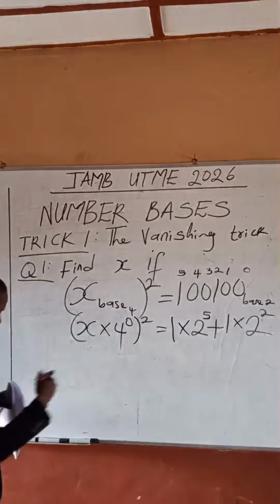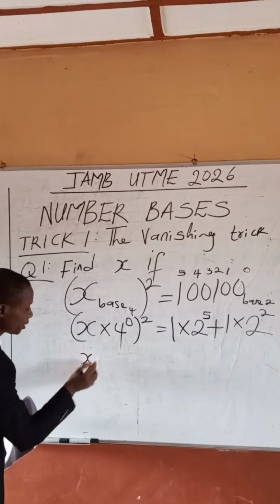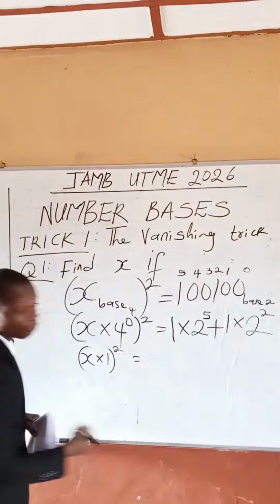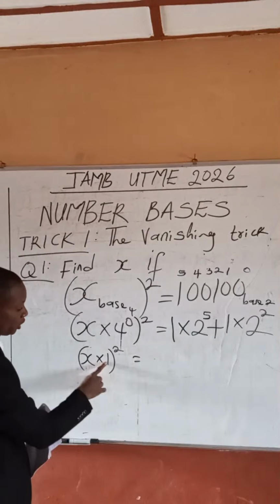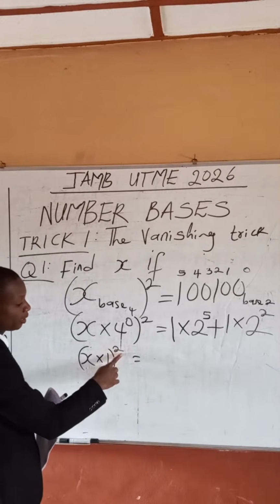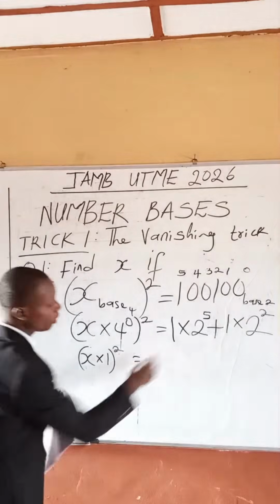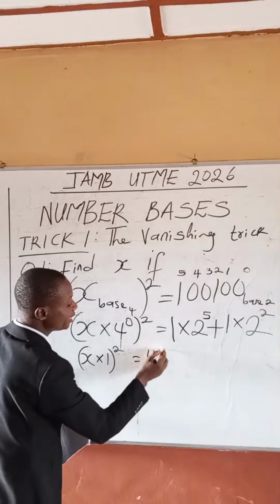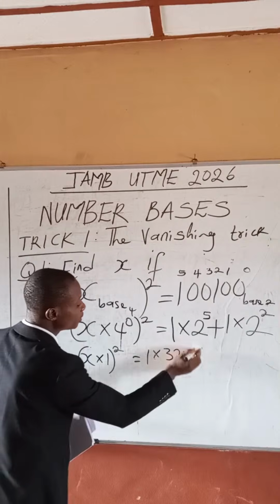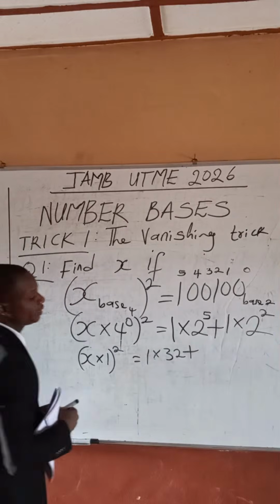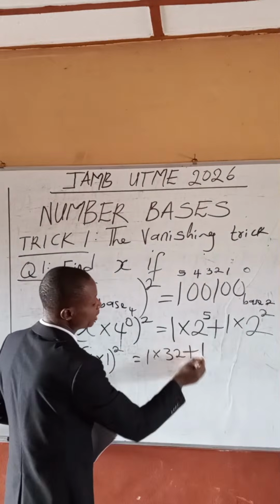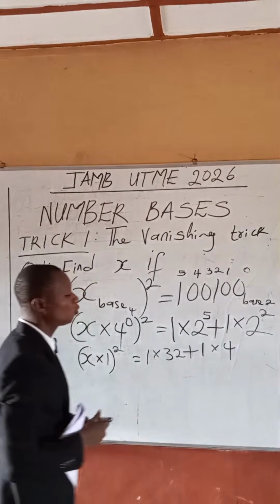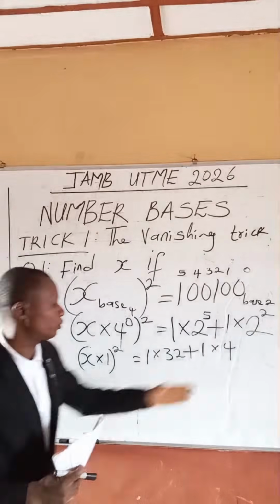So what will this be? This is x times 1, raised by 2. Of course, 4 raised by 0 is 1, then times raised by 2. Then what is this? This is 1 times 2 raised by 5, which is 32. Then plus, this is 1 again, and 2 raised by 2 is 4. That is what we are going to arrive at in these positions, right?